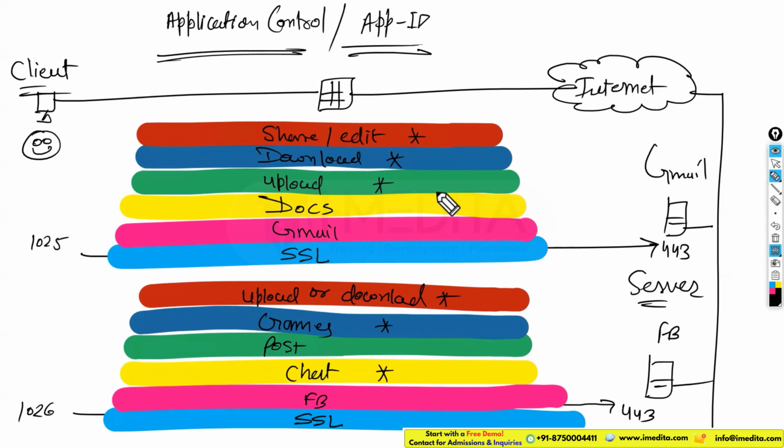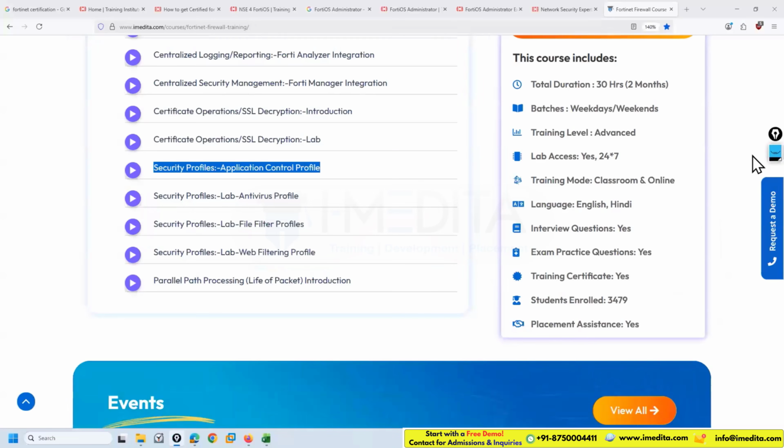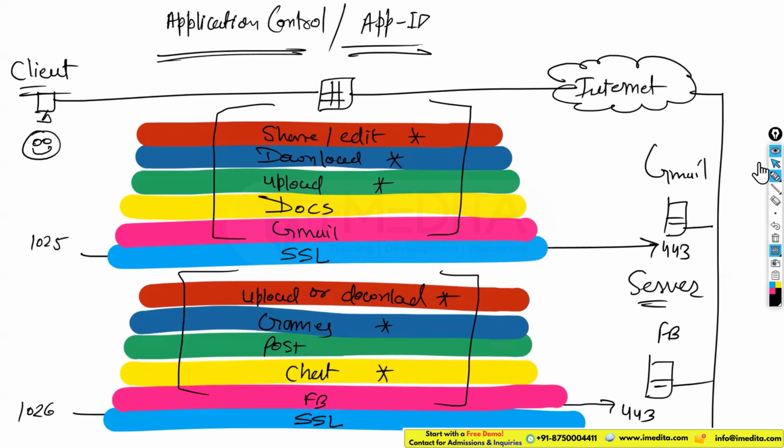With application control or App-ID, our client will communicate with Gmail or Facebook, then they will use different applications. They can be identified, monitored, and controlled with the help of the application control security profile. As we are talking about applications under SSL, before this we need to perform decryption. And what is decryption? We have already discussed. So this is something about application control.